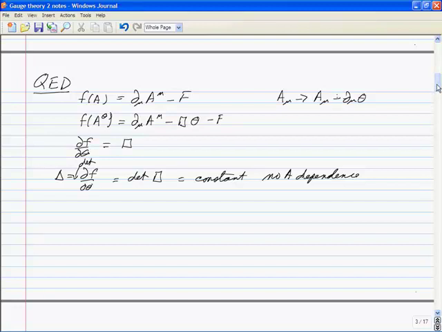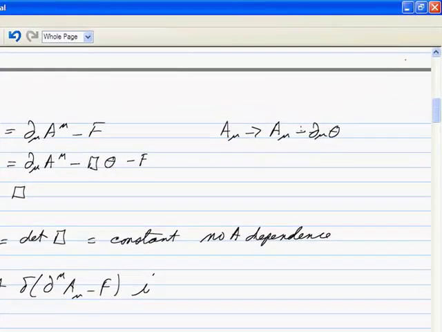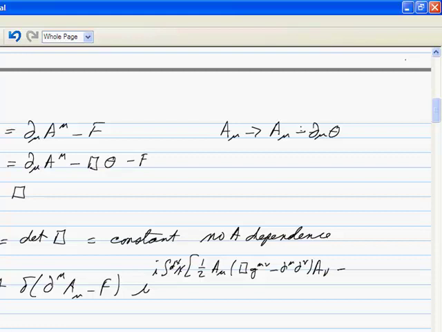So in QED, we then just have Z of J is the integral dA delta of, in this case, d mu A mu minus f, e to the i integral d4x. And let me write out this term for a moment. There's a 1/2 A mu box g mu nu minus d mu d nu A nu, plus J mu A mu.